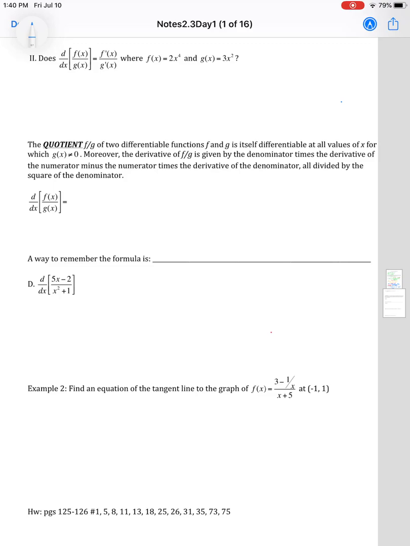All right, so similar start to what we did with the product rule. We're going to first show that you can't just do something that many people assume you can do. So the question is: does the derivative of the quotient equal the quotient of the derivatives? On the left-hand side, we need to take the derivative of f of x over g of x, which is 3x squared. On the right-hand side, we're going to take the derivative of each one individually and see if the two of them match up.